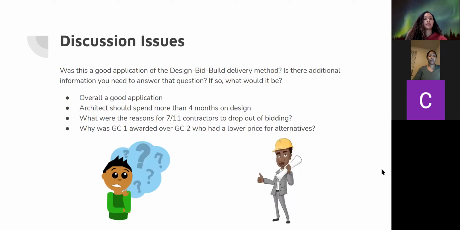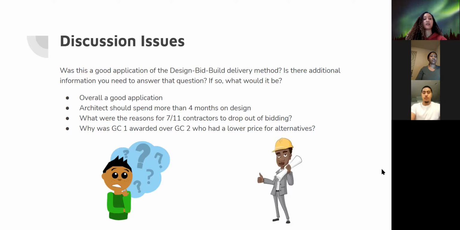Next is, was this a good application of this design-bid-build method? Is there additional information you need to answer that question? If so, what would it be? Overall, I think it was a good application of the project delivery method. I think where they messed up was where the architect spent only 4 months on the design, and the contractors dropped out after they purchased the plans. So I feel like he should have spent a little bit more time working on that.